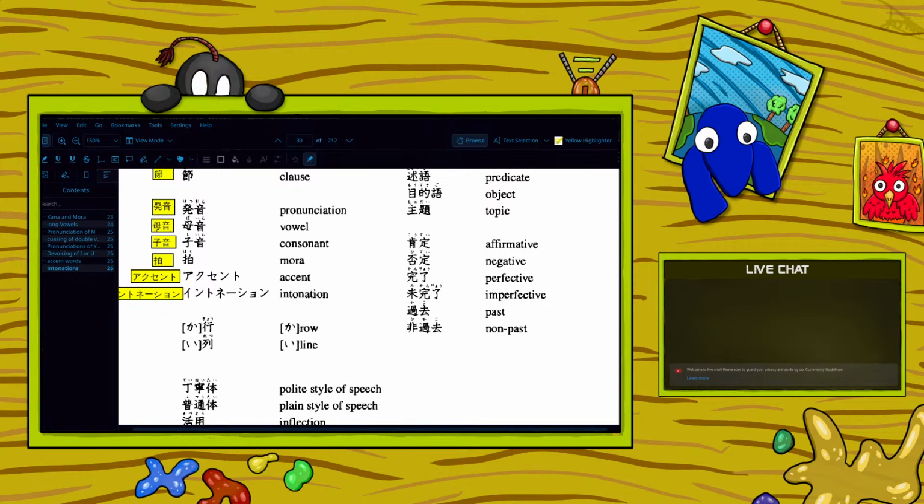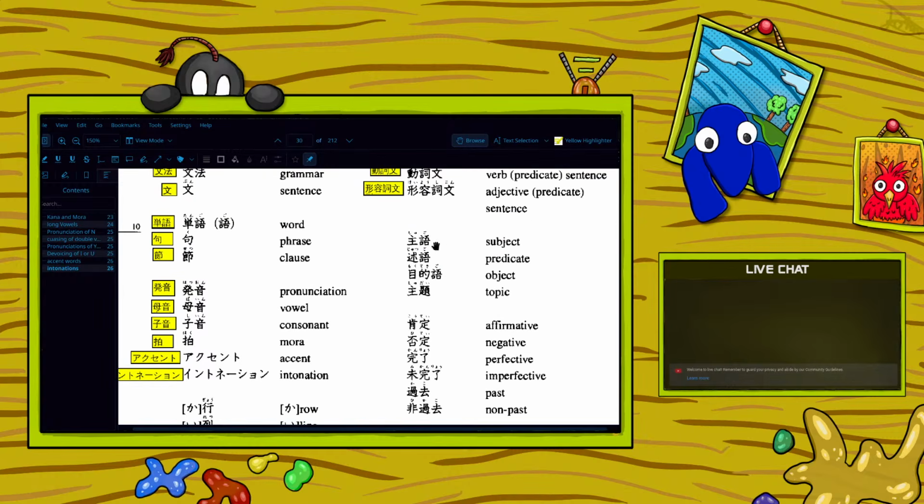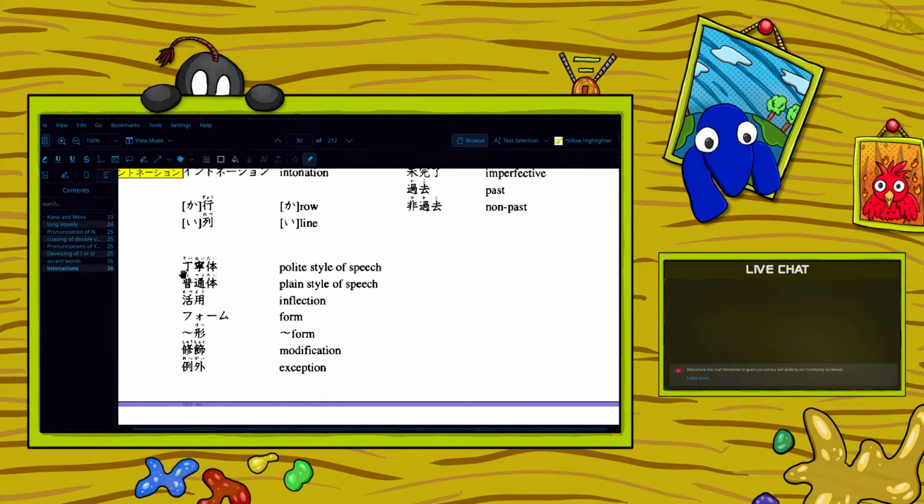So, today I actually wanted to do some more of this, and then in the evening I will be doing some drawing stream. Today I'm going to be continuing with the words that were left behind. I want to make sure that I have these ones done. So we're going to go now towards the polite way of style of speaking, and then the plain style of speaking, the inflection, the form, the modification, and exception. These ones are going to be written down.